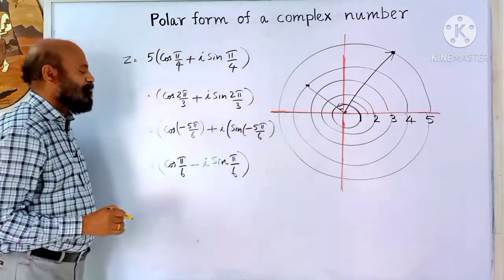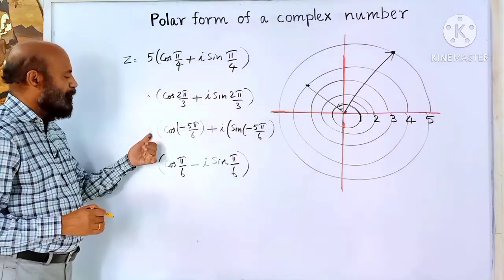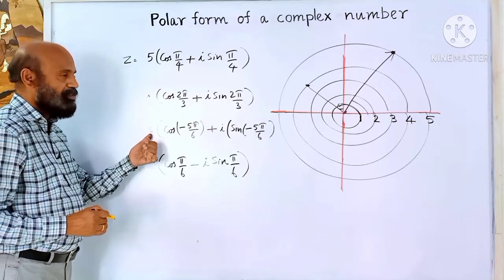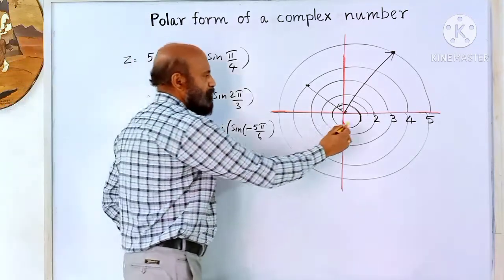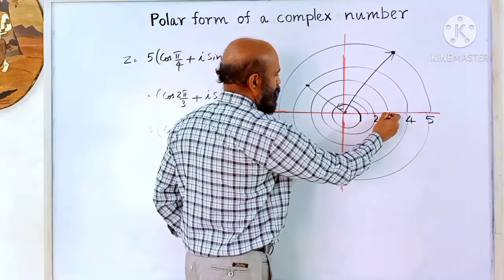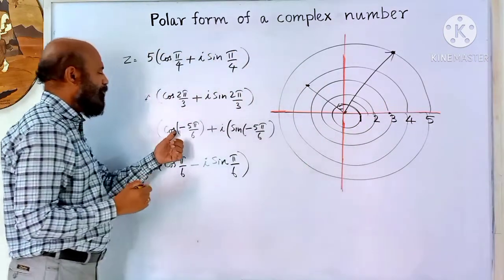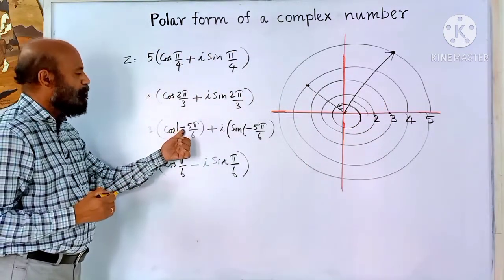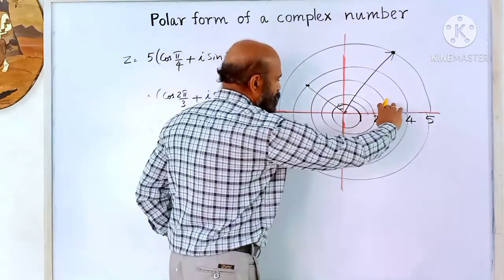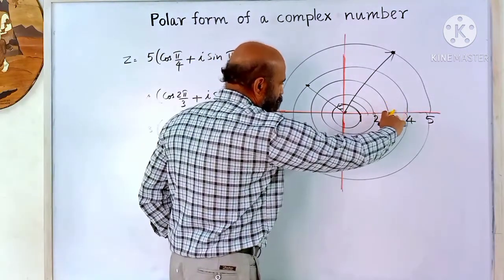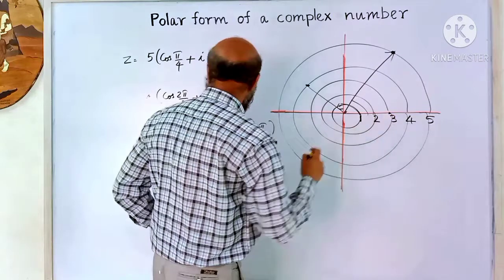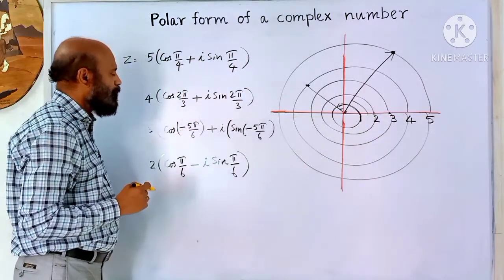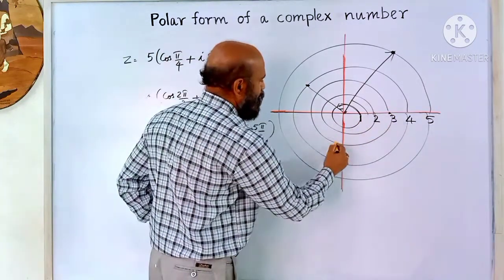The first case 45 degrees, then 120 degrees, and this complex number is represented by this point. Here modulus is 3. Argument is minus pi by 6. So it is a negative value. So minus pi by 6. So it will be here.